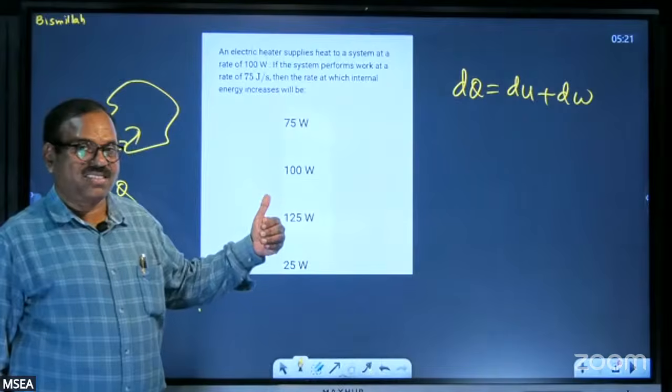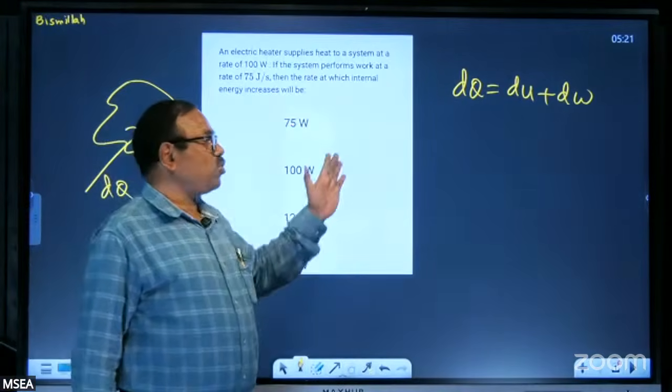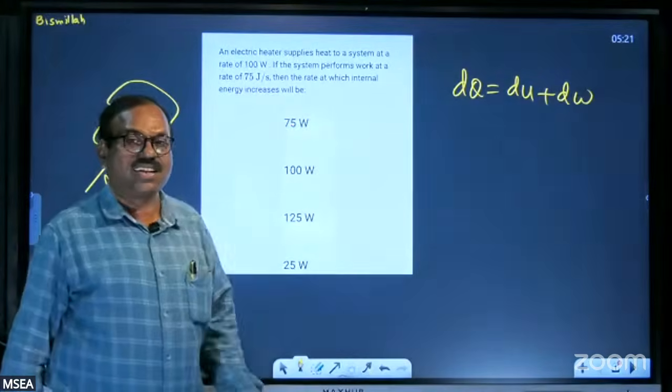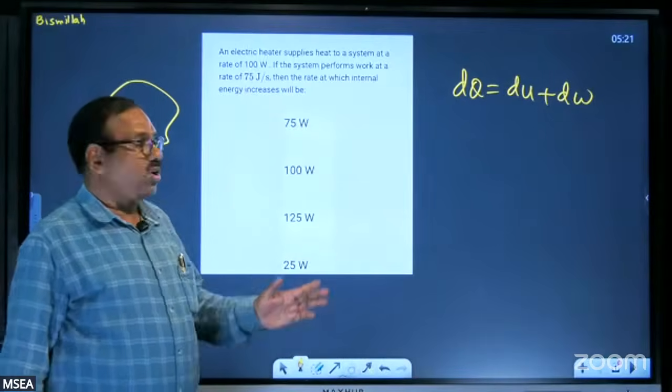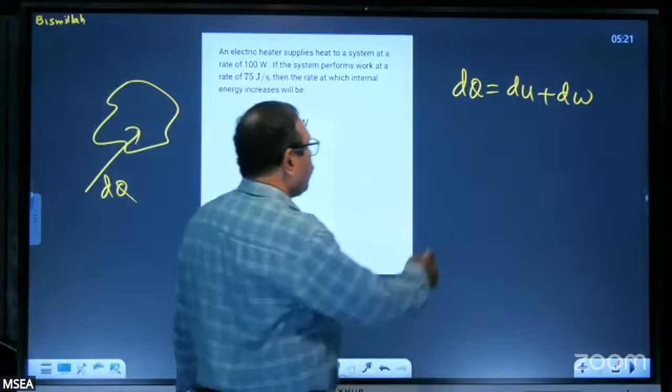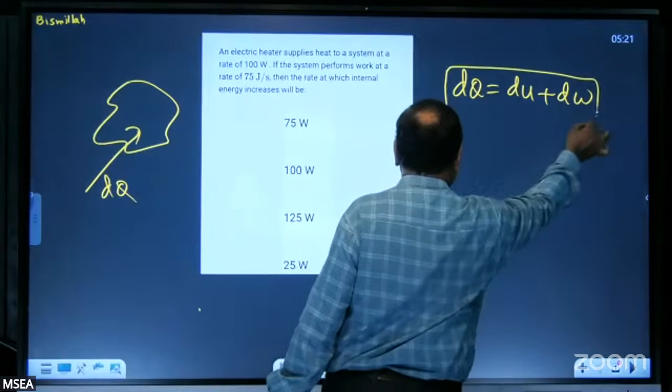Whatever the amount of heat given to the system, part of it is utilized to increase its internal energy and the remaining energy is utilized to do external work. So dq is equal to du plus dw.